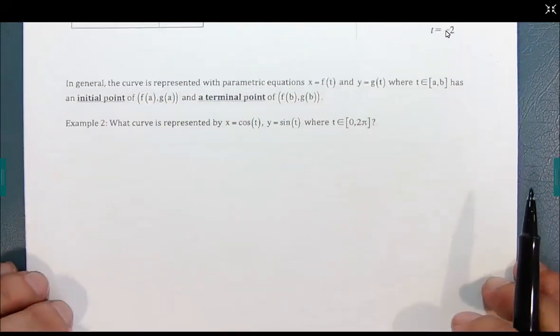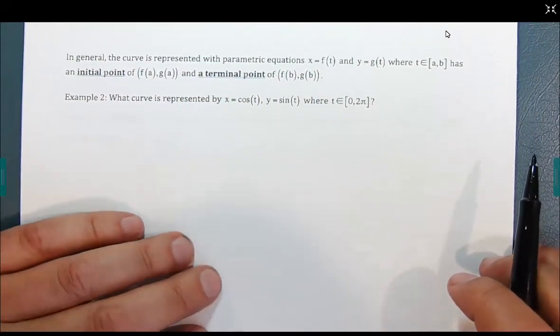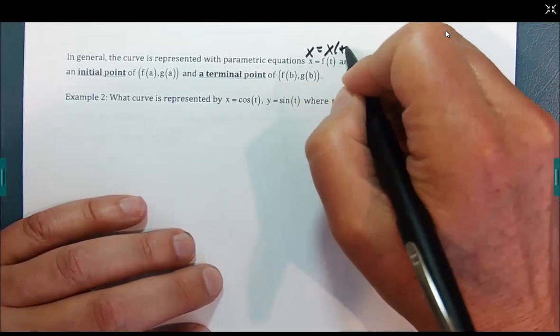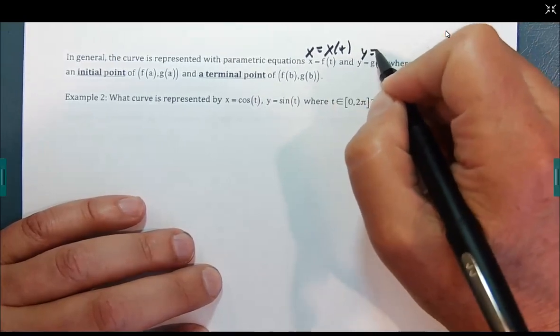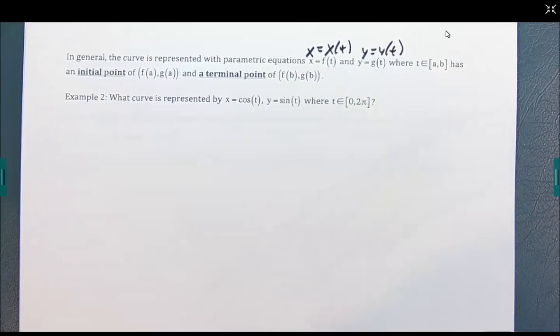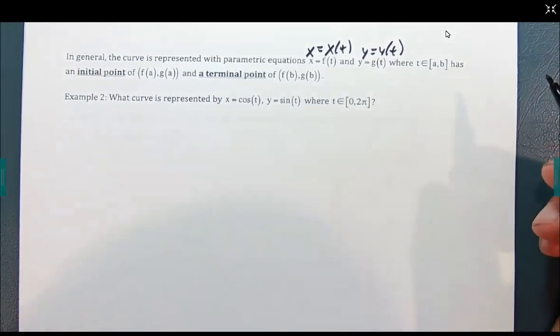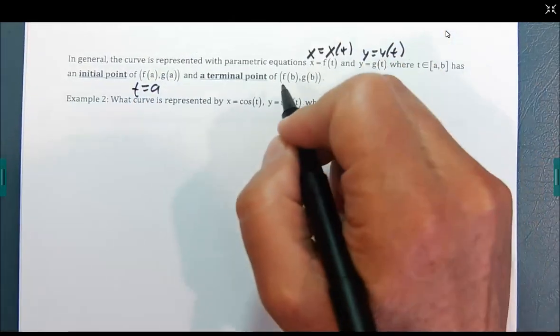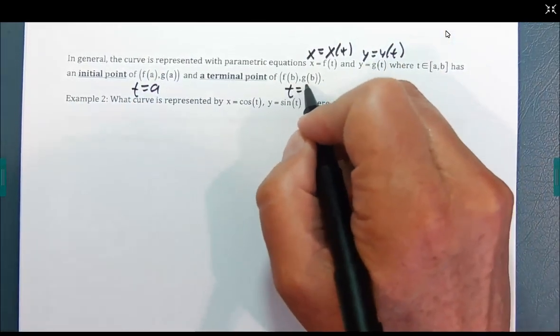Moving on, a general curve is represented with parametric equations, and you'll see me write it sometimes, instead of x equals a function of t, I'll write it x of t and y of t. Sometimes you use f and g, sometimes you use the same x and y. In general, for the curve represented with parametric equations, x is a function of t and y is a function of t, where t goes from a to b, there is an initial point when t equals a, and a terminal point when t equals b.